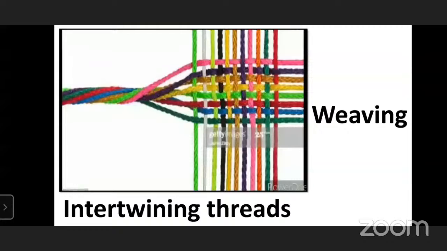You can see here the threads. So many threads are used. They are intertwined. After that, the cloth is made. So in this way, the cloth is made.